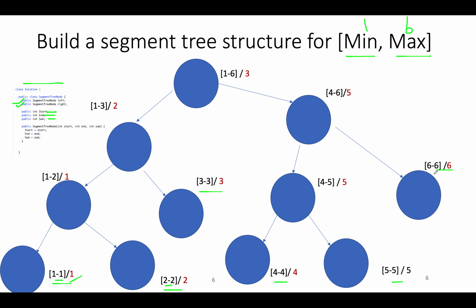6, 6, starting index is 6, ending index is 6. So all these are the leaf nodes where you are observing the start index to be equal to the end index. And let's talk about the intermediary nodes.